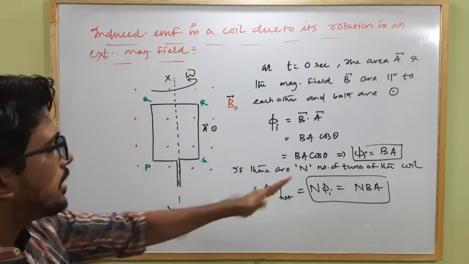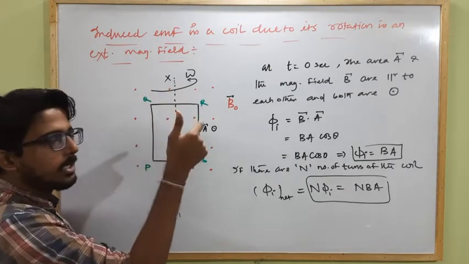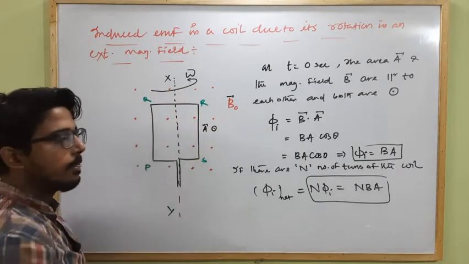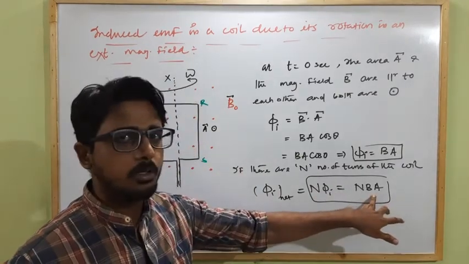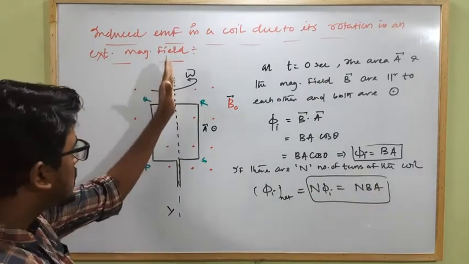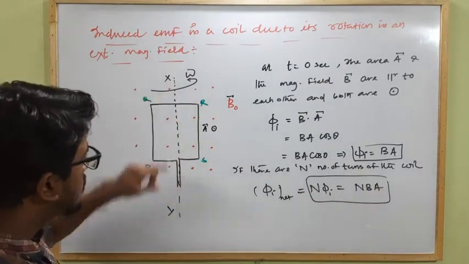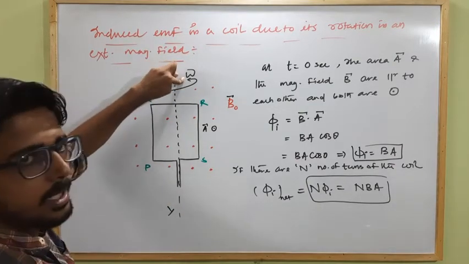Clear? Initially the plane of the coil is perpendicular to the external magnetic field which is acting out of the plane. So the flux linked with the coil will be this much, that is the maximum value of the flux linked with the coil. But now the coil is rotated about an axis xy, which is passing through its plane with an angular velocity omega.